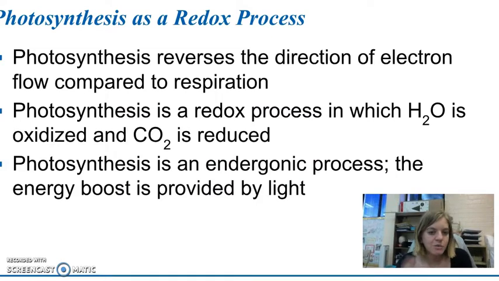Essentially, photosynthesis is a redox reaction that reverses the direction of the electron flow in comparison to cellular respiration. So you probably noticed it's almost exactly the opposite. And in this case, water is oxidized and carbon dioxide is reduced. So in photosynthesis, water gets split and the electrons and hydrogen ions, the pluses, are transferred from H2O to carbon dioxide. So the electrons leave water and they add themselves to carbon dioxide, and that eventually reduces the carbon dioxide to sugar. This process is an endergonic process, so it requires energy, and that energy comes from the sun.